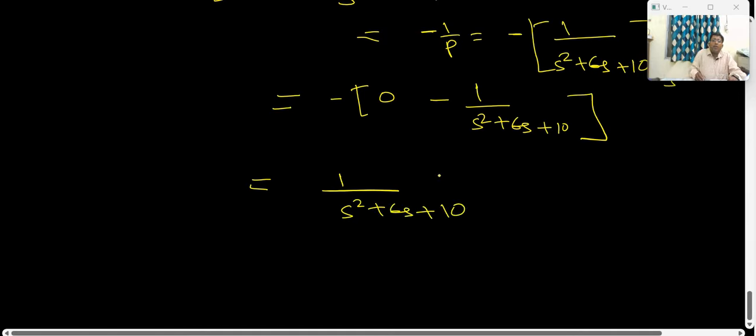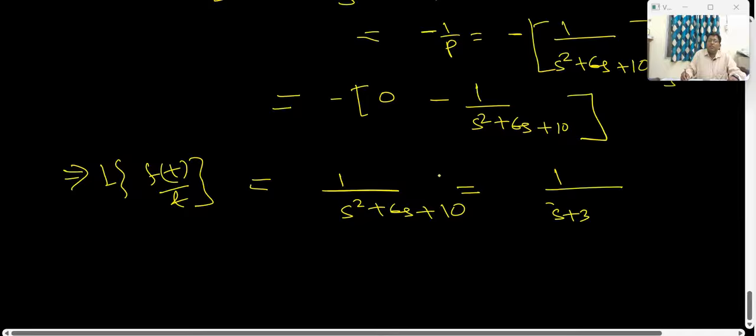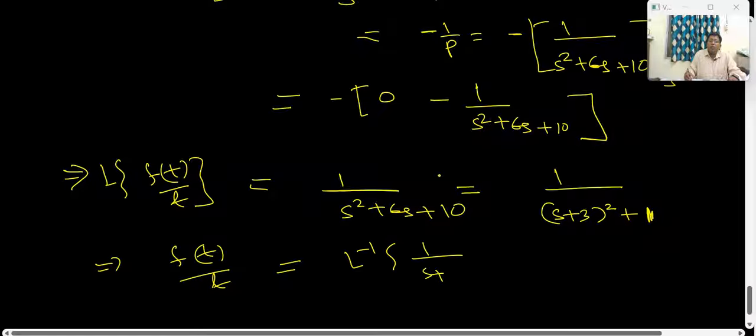So what happens to your left hand side? Your left hand side is nothing but L of f(t) by t, right? So that is equal to, as I have already told you, you write it 1 by (s plus 3) whole square plus 1, is it not? Then what is your f(t) by t? Your f(t) by t is equal to L inverse of 1 by (s plus 3) whole square plus 1. So this is equal to e to the power minus 3t sin t.